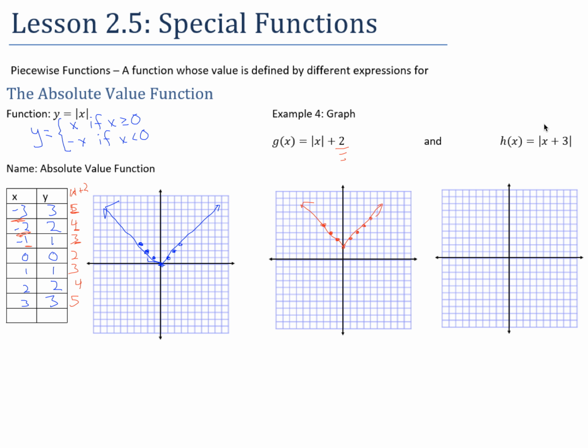Let's look at this one. I'm going to make a new table since we don't have much room there. We have x, and then we have h of x in this case. -3, -2, -1, 0, 1. Absolute value of -3 plus 3. Well, -3 plus 3 is 0. Absolute value of 0 is 0. -2 plus 3 is 1. Absolute value of 1 is 1. -1 plus 3 is 2.